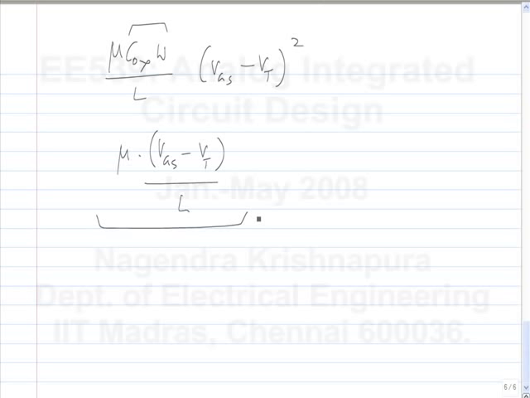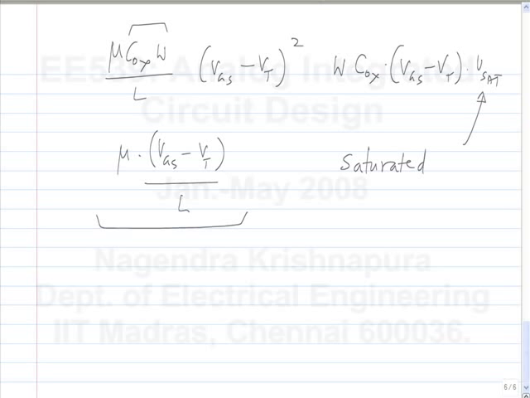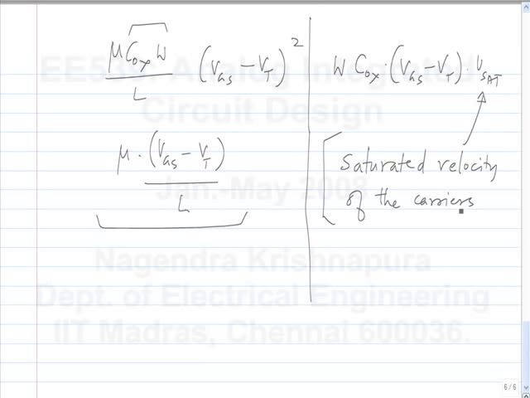Now, after a point, the velocity is not dependent on the field anymore. The velocity saturates. So this entire thing is replaced by, where this is the saturated velocity of the carriers. Okay. So this is the model under velocity saturation, where the dependence on VGS minus VT is not square, but a direct proportion.